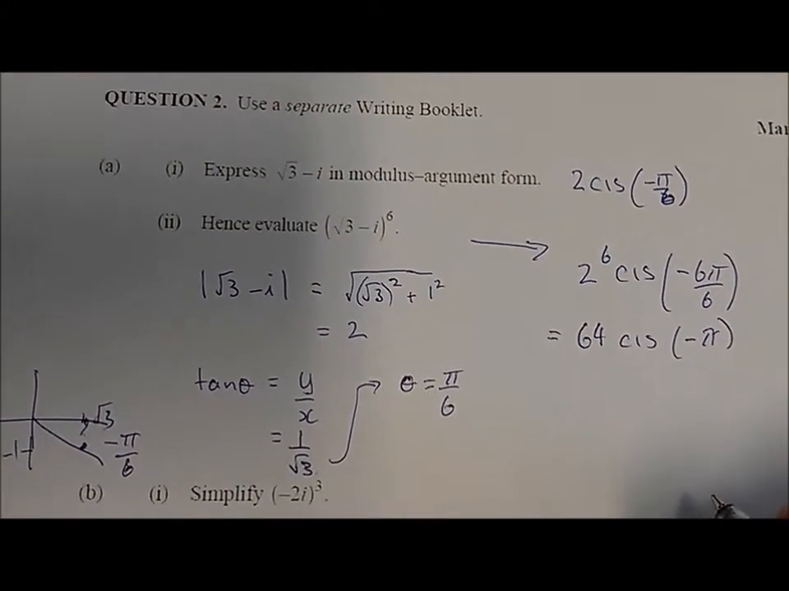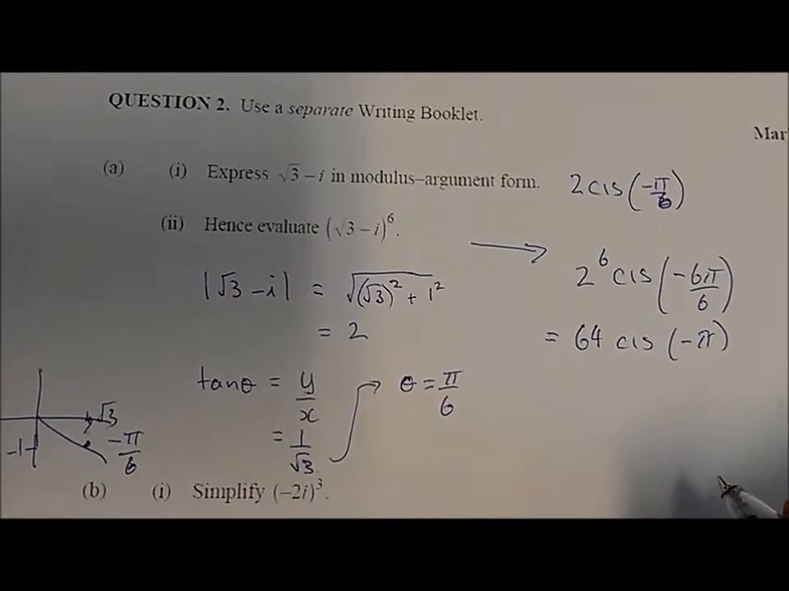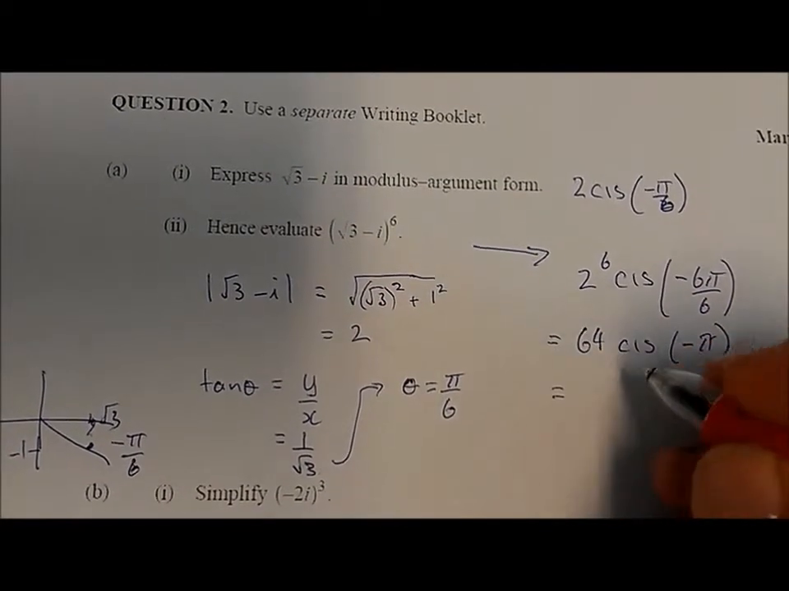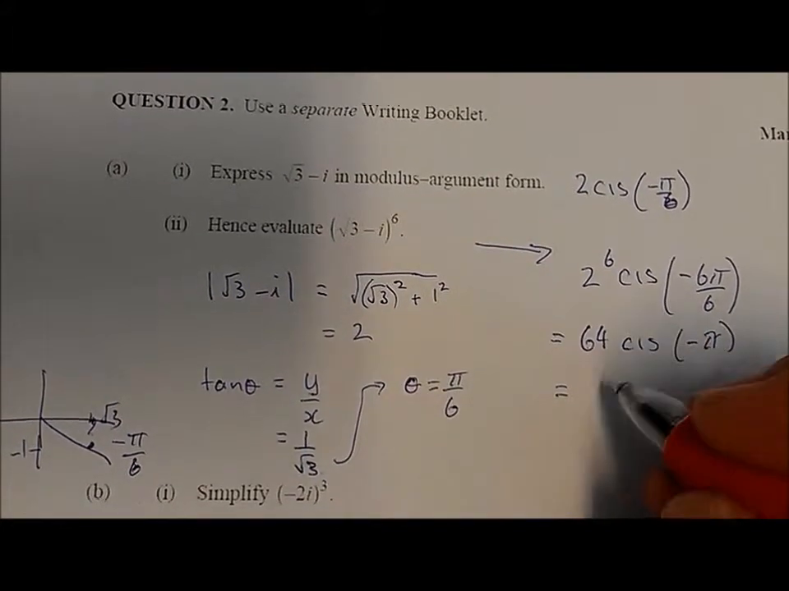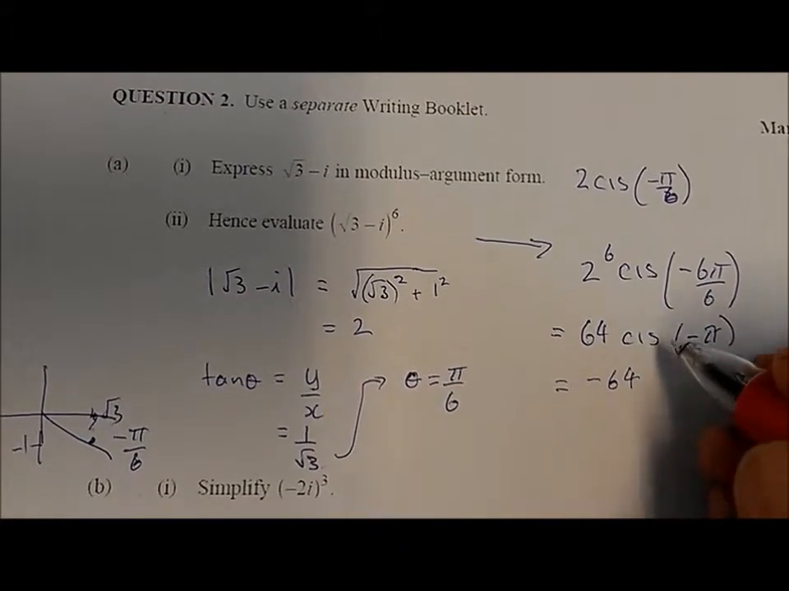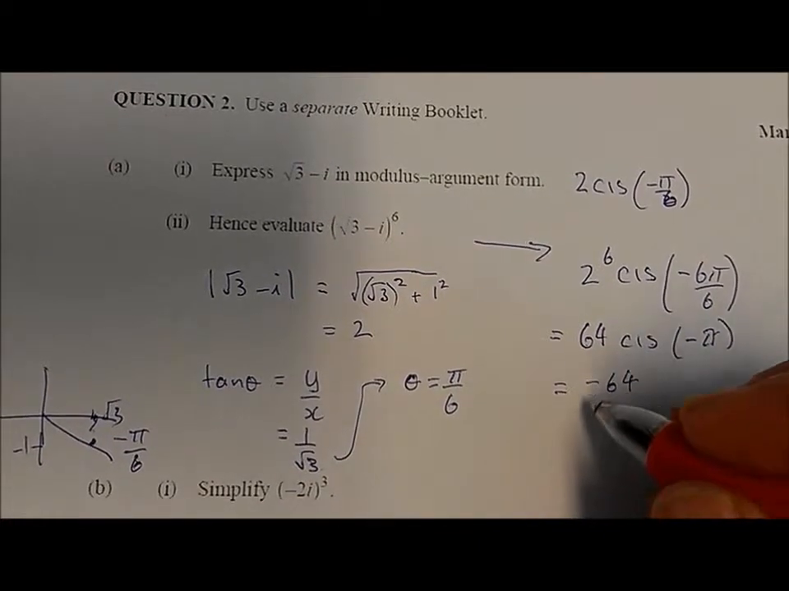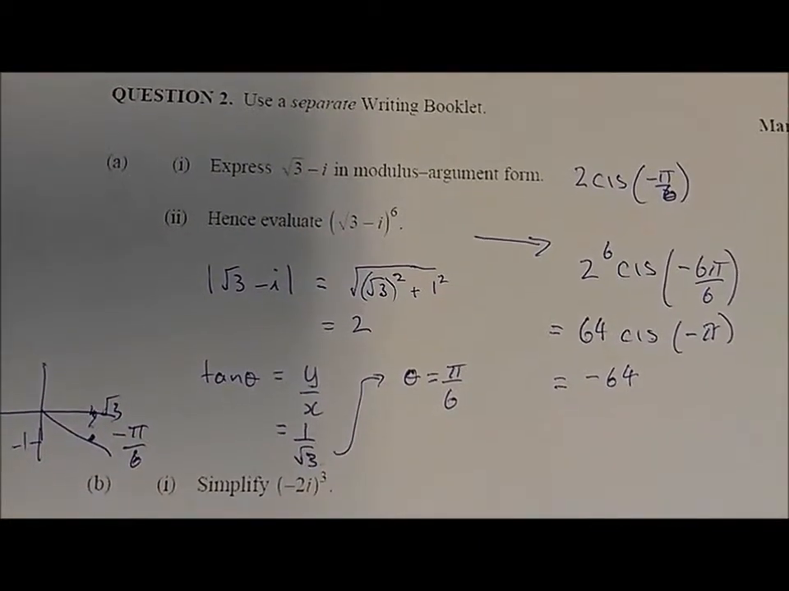That's the same as cos i sine pi as well. If I work that out, 64 cos of negative pi, cos of negative pi is negative 1, gives me negative 64. Sine of negative pi is 0, so I simply get equals negative 64.